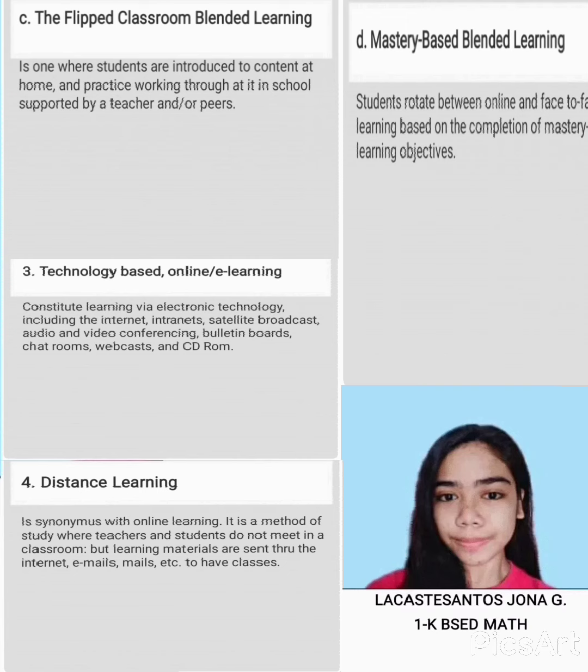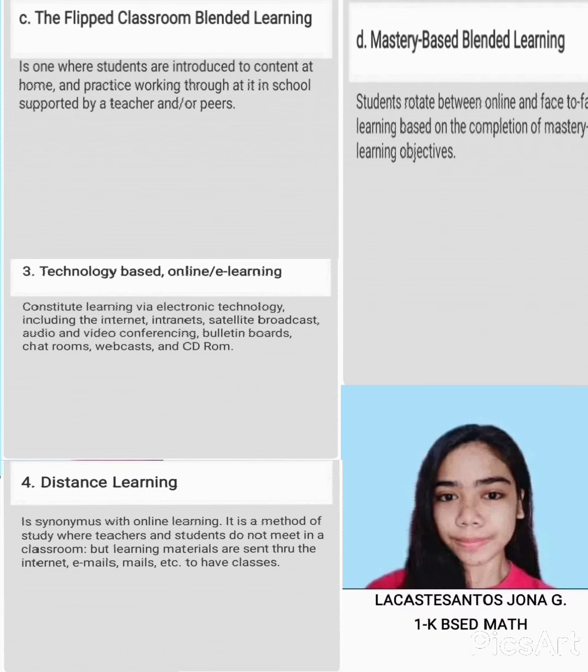So we have number 3, technology-based or online e-learning. In here, it constitutes learning via electronic technology, including the internet, intranet, satellite, broadcast, audio and video conferencing, bulletin boards, chat rooms, webcast, and CD-ROM. We are all familiar with this technology base. We are using the internet or the intranet or the satellite or broadcast audio and video conferencing while doing our online classes. It will help the students to stay connected to what they are going to learn.